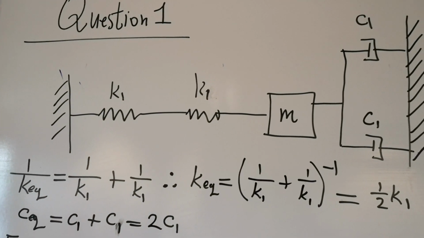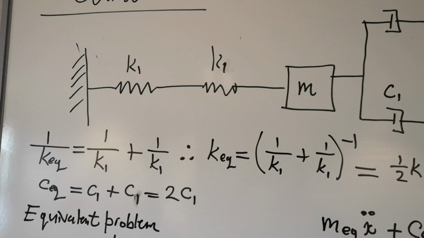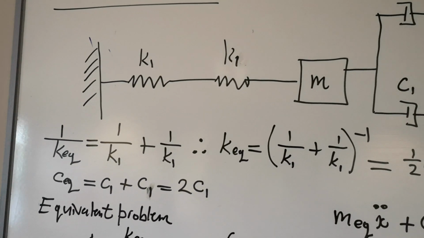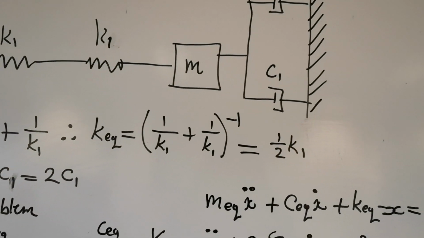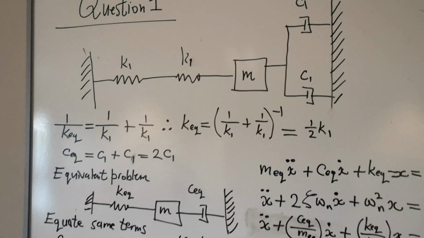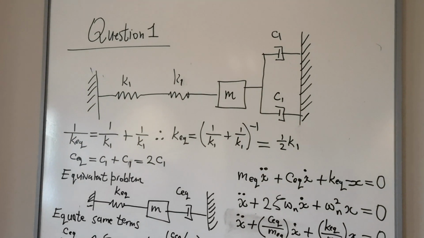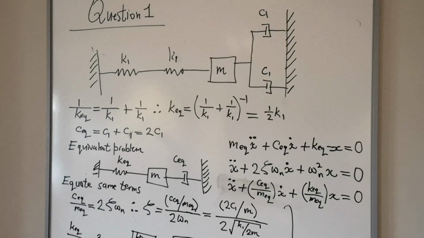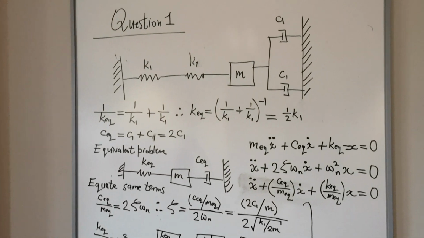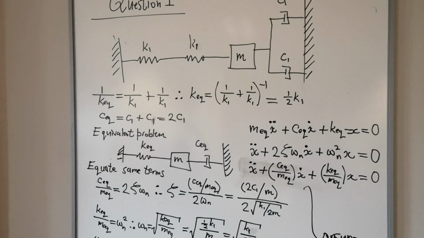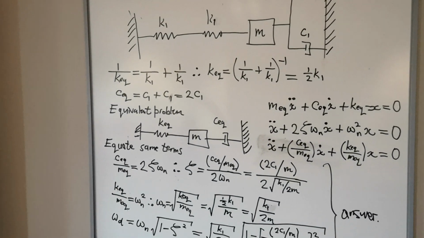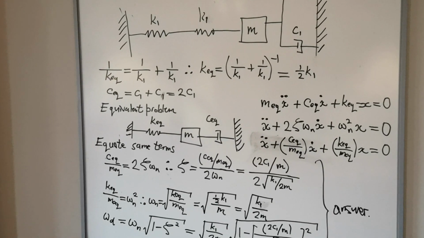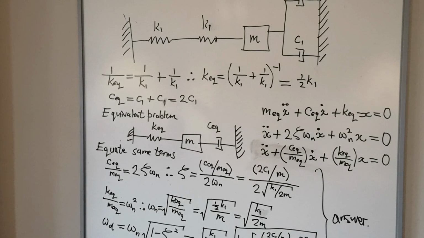Observe that the two springs are in series, so we apply the reciprocal rule and we just put in the values and then we work out the equivalent spring constant. The dampers are in parallel, so we just add them up together and we have an equivalent damping value. So at the top, that's the original problem. In the middle, that's the equivalent problem. The equivalent problem is basically a mass, a spring on the one side, a damper on the other side.